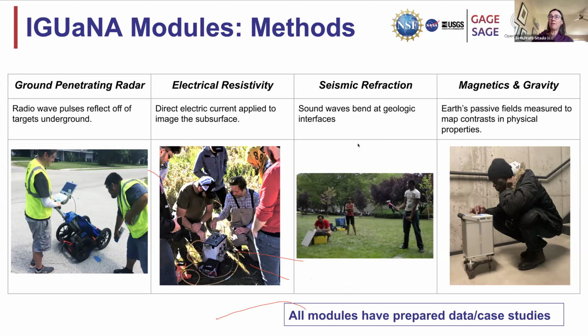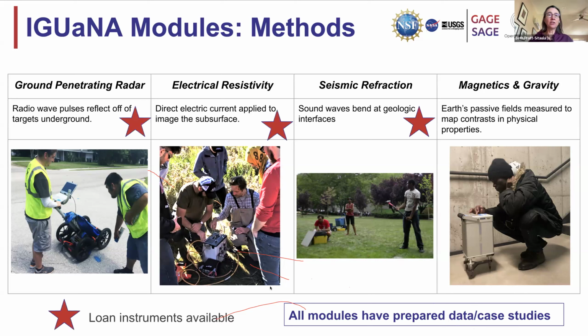Seismic refraction, so sound waves that bend at interfaces and allow us to say things about some of the different properties down below, and also magnetics and gravity. So using these fields to measure contrast and physical properties below. All of these have prepared data sets and case studies that I will mention, but in particular, these three have loan instruments available. So GPR, resistivity, and seismic refraction.